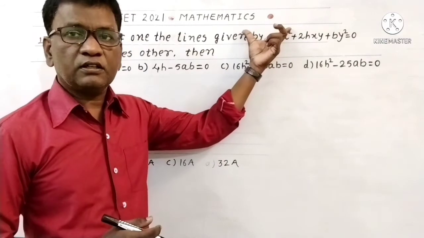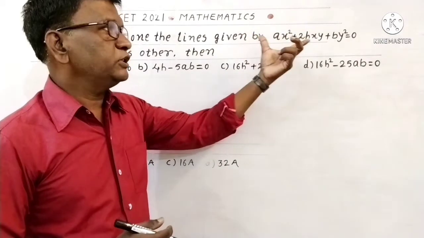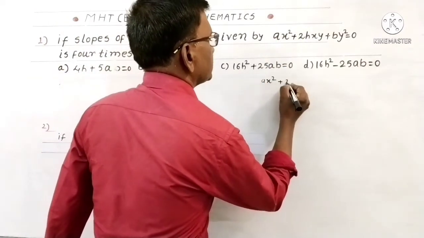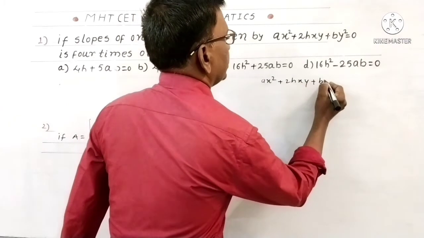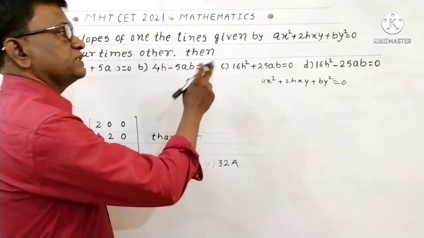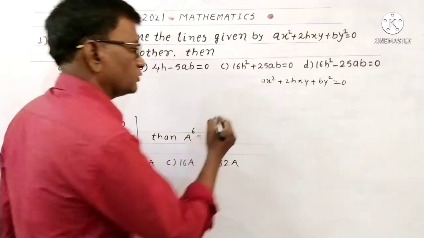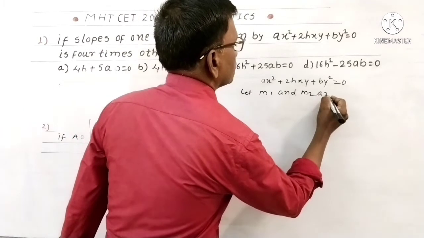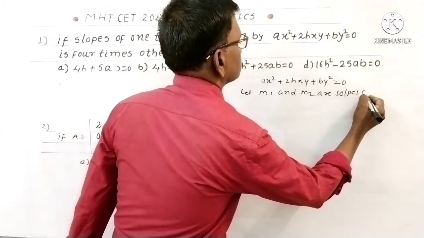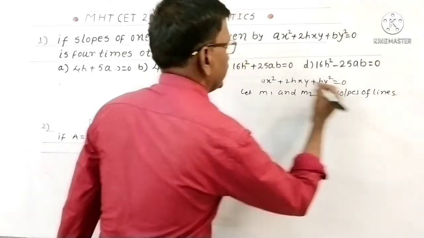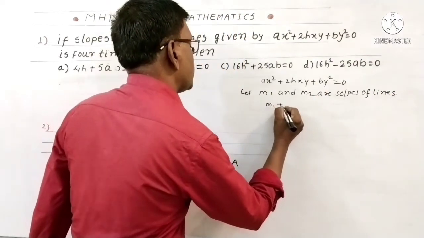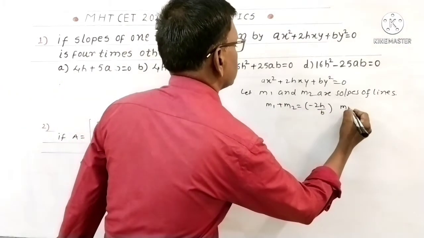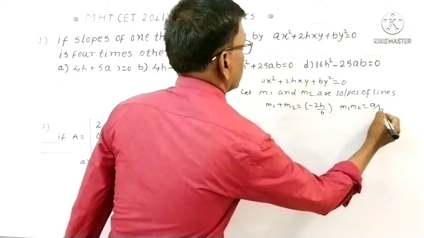First, this is a question of a straight line, and we know that this equation is a combined equation of two lines. Consider that the slope of one of the lines is m1 and the slope of the other line is m2. Let m1 and m2 be the slopes of the lines. Then we have one relation: the sum of the slopes is equal to minus 2h upon b, and the product of the slopes is equal to a by b.